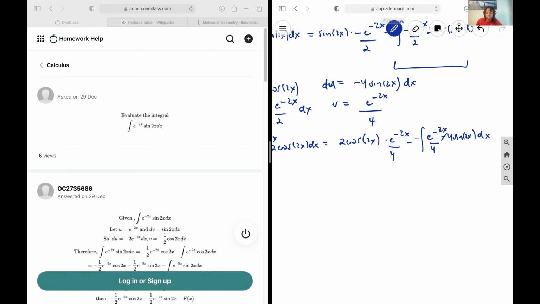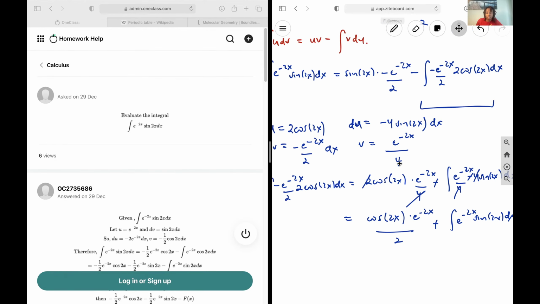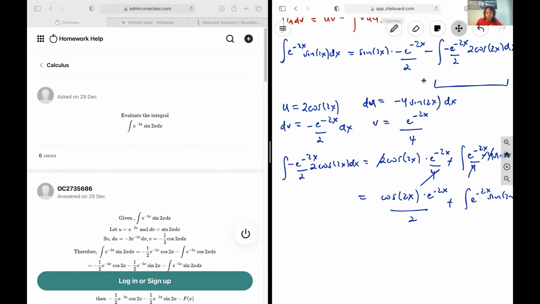So the negative here is going to cancel out this negative, and this 4 is going to cancel out this 4. And so this will become 2 cos 2x over 4. Sorry, those two will cancel out 2, becoming cos 2x multiplied by e to the negative 2x over 2 plus the integral of e to the negative 2x sine 2x dx. And so now we're just going to plug all of that right back into here.